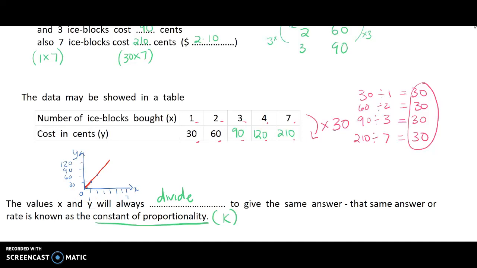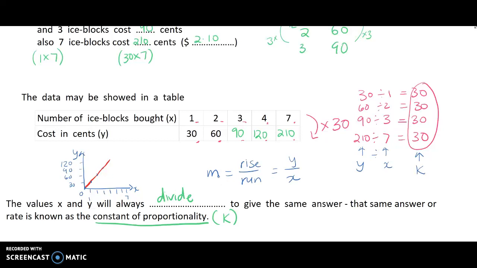So therefore, what we've done over here, to find our k, to find this value of 30, we have taken our y values, this is our y value, divided by, this is our x value. And what does y over x give us? Y, which is the change in the y direction, divided by the change in the x direction. Another name for that? Yes, rise over run, which is the gradient.